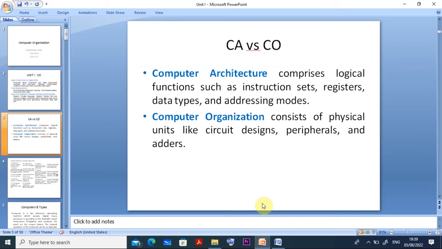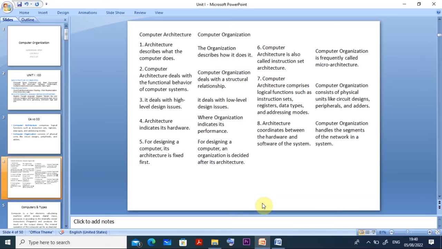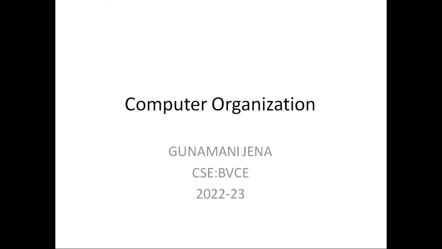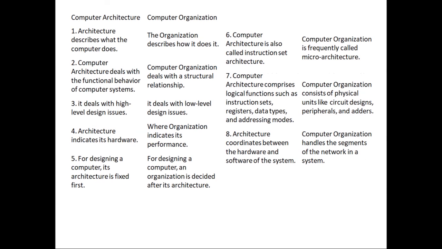So now let us see computer architecture. It comprises logical functions such as instruction sets, registers, data types and addressing modes. These are the things usually we call computer architecture. Coming to computer organization, this consists of the physical units like circuit designs, peripherals and adders. The computer architecture and organization difference you can see: the architecture describes what the computer does, and the organization describes how it does. So this is the key difference.